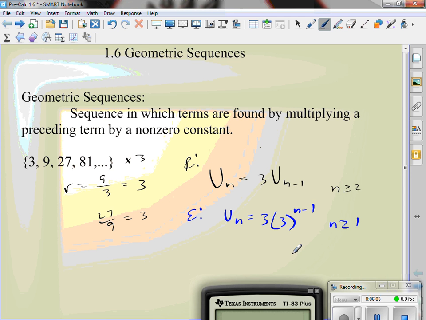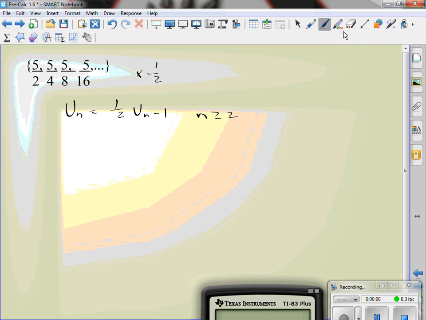Looking at the second one. This one was the recursive one. For the explicit one, u sub n equals, what's my first term? 5 halves. What's my r? No, my first term is 5 halves. It's 1 half to the n minus 1, as long as n is greater than or equal to 1.